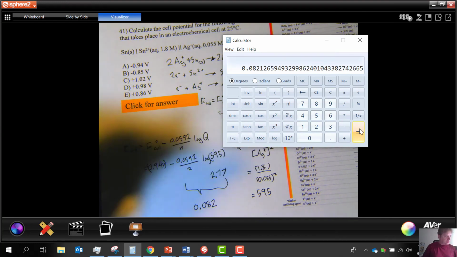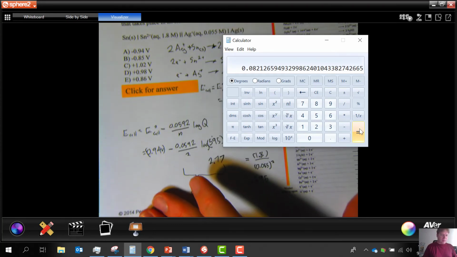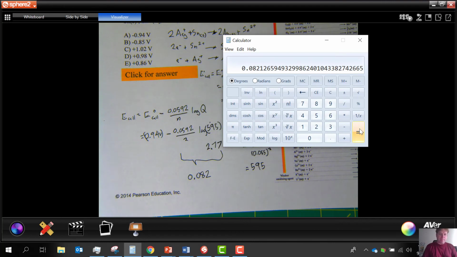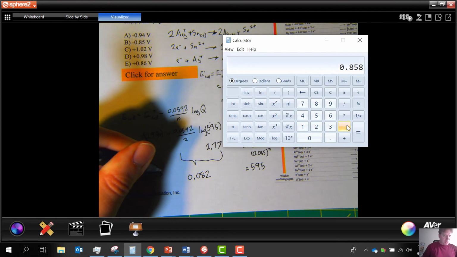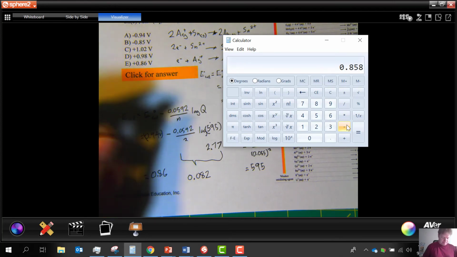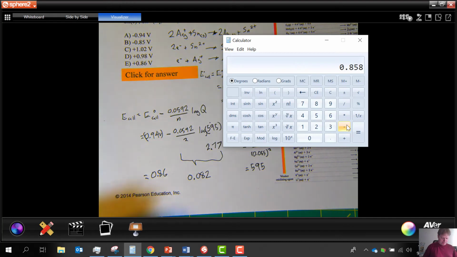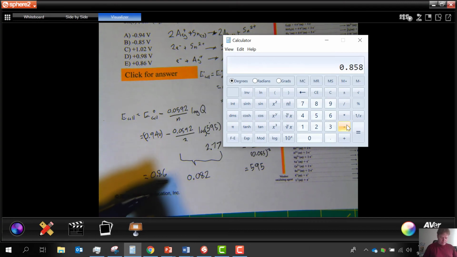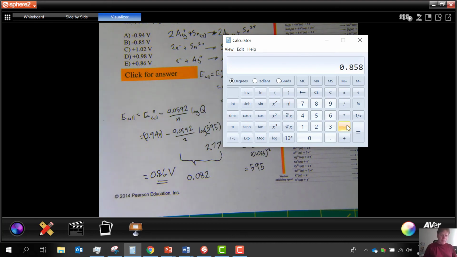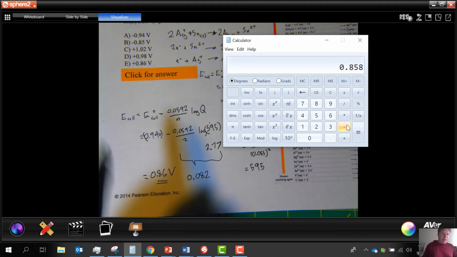0.082, and then we had the 0.94 going with that. So I'm going to go 0.94 minus 0.082, and we get for our final answer, I'm going to call that 0.86. Okay, so that's the voltage, and we can see that that's one of the choices there.